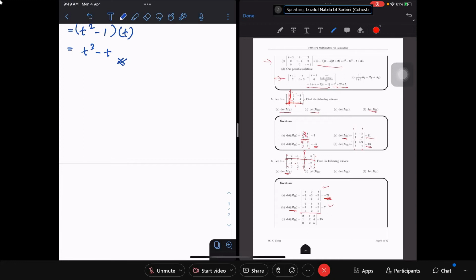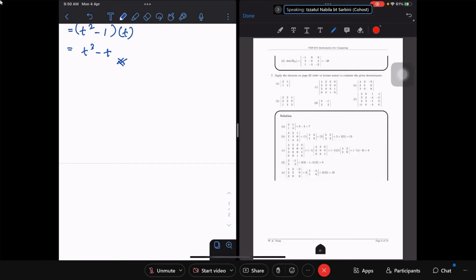Okay. And then determinant 3, 3 means that you cover the third row and third column. So you cover the third row and third column and take the remaining matrix and find the determinant. Same for M41, it means that you cover the fourth row and the first column and you will get the remaining matrix and find the determinant. Okay. So the minor 41 is equal to negative 28.